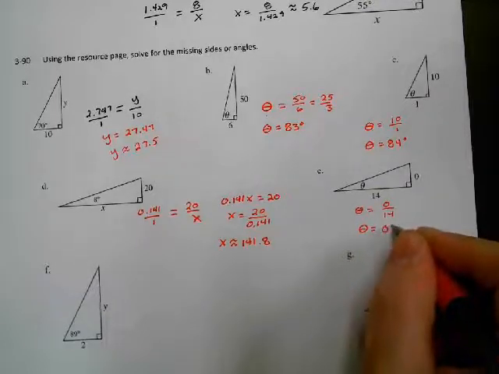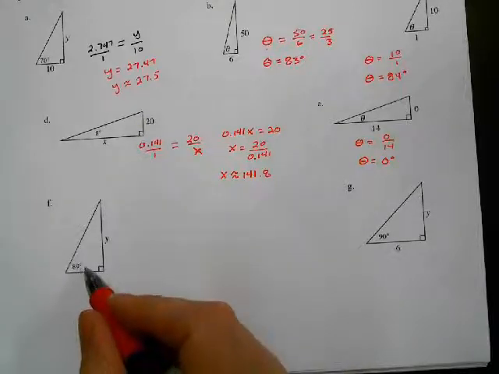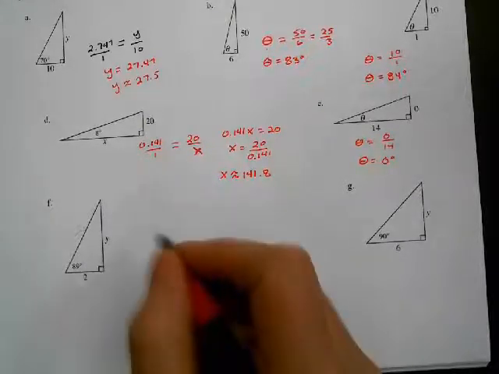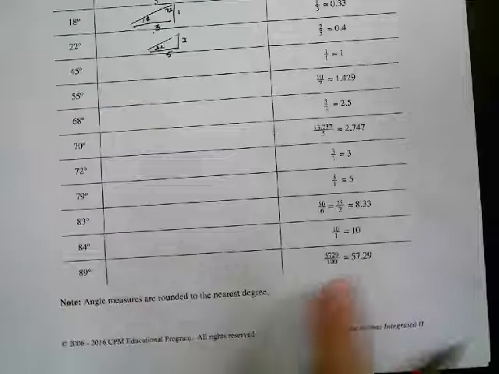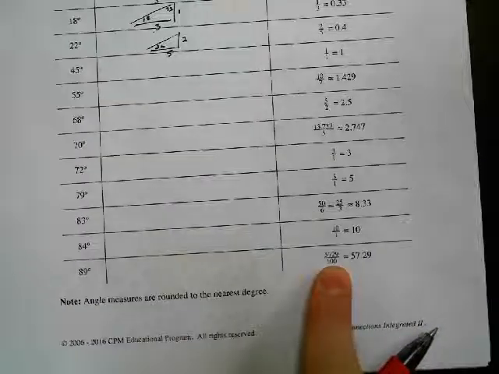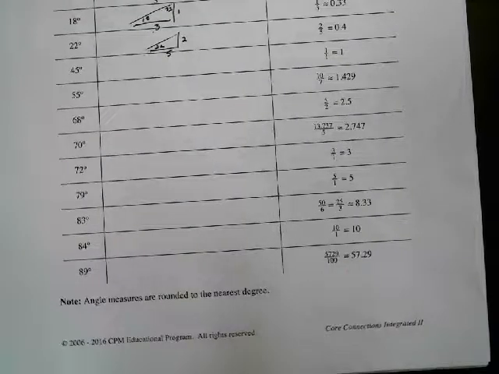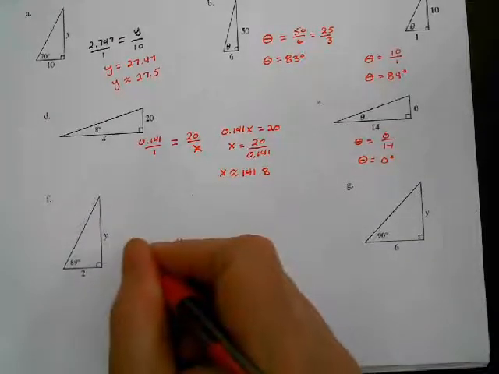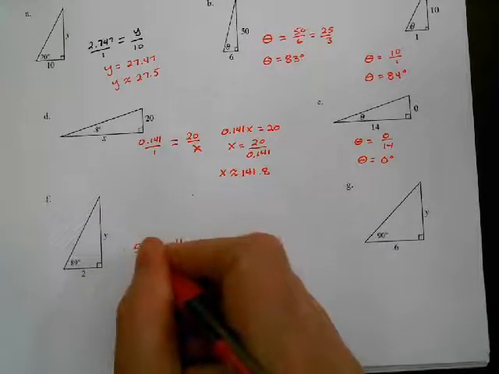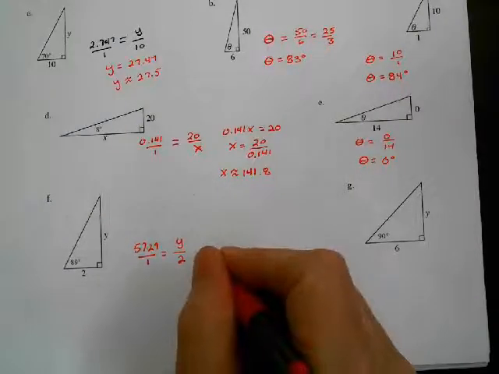All right, last two. We've got a slope ratio of 89, and that's going to be y/2. So we take out our chart. 89 degrees says that it's 5,729/100, or 57.29. Let's just use the 57.29. All right, so I'm going to say it's equal to 57.29/1.